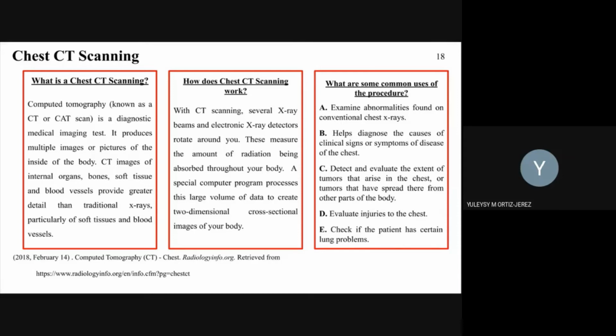This procedure could also detect and evaluate the extent of tumors that arise in the chest or that have spread there. It could also evaluate injuries to the chest, including the heart, blood vessels, lungs, ribs, and spine. Finally, CT scanning is useful when it's necessary to check if the patient has certain lung problems, whether it is pulmonary embolism, tuberculosis, or pneumonia. Next slide, please.